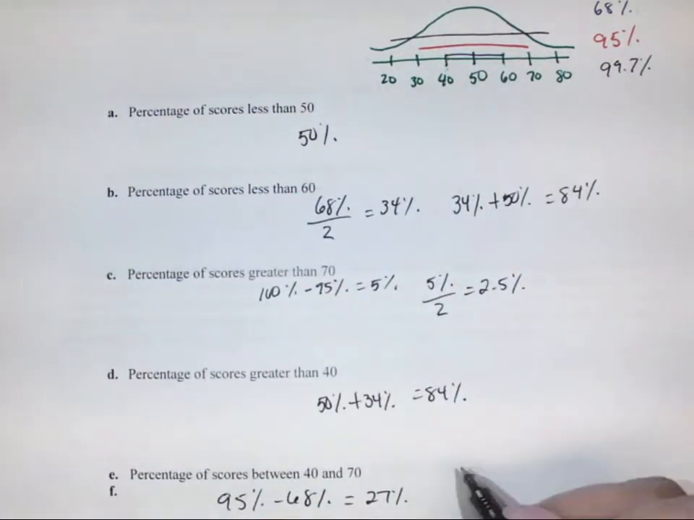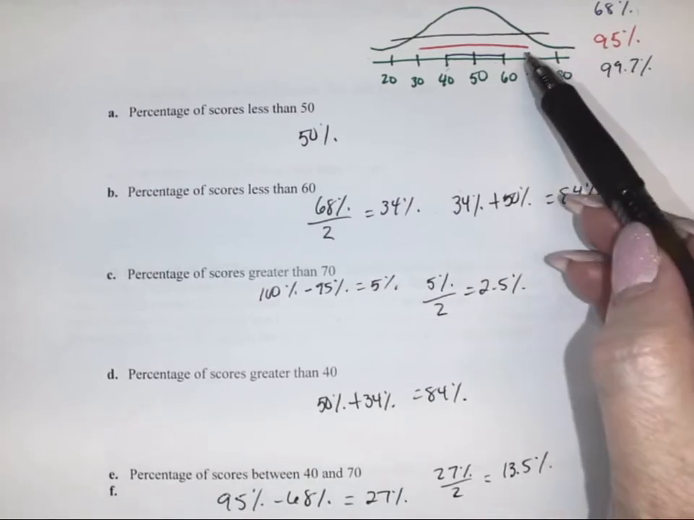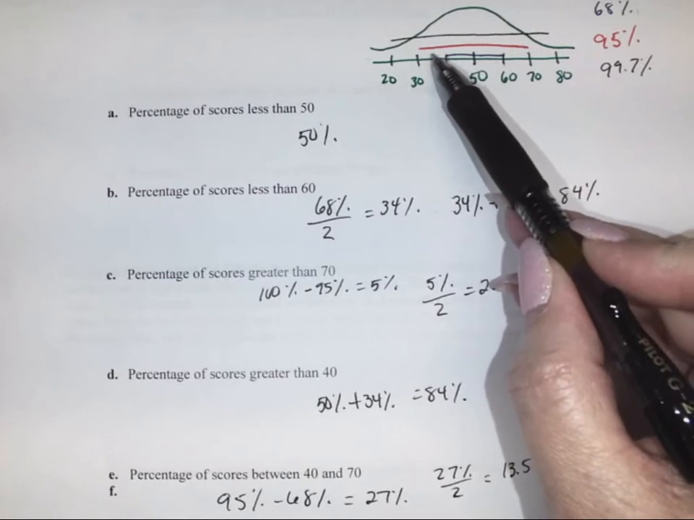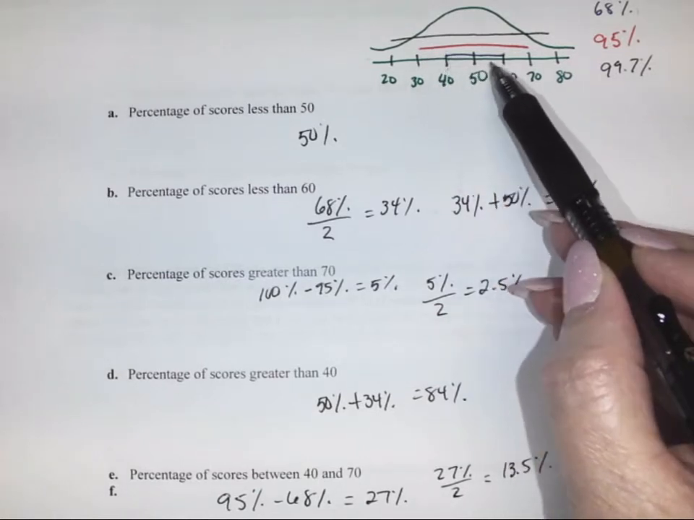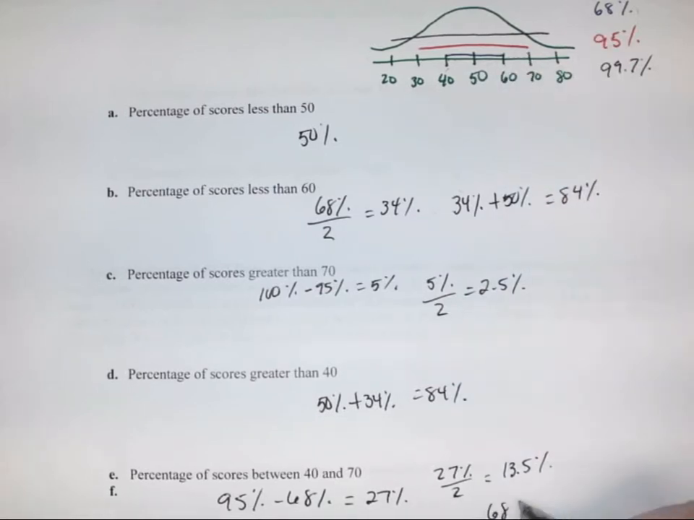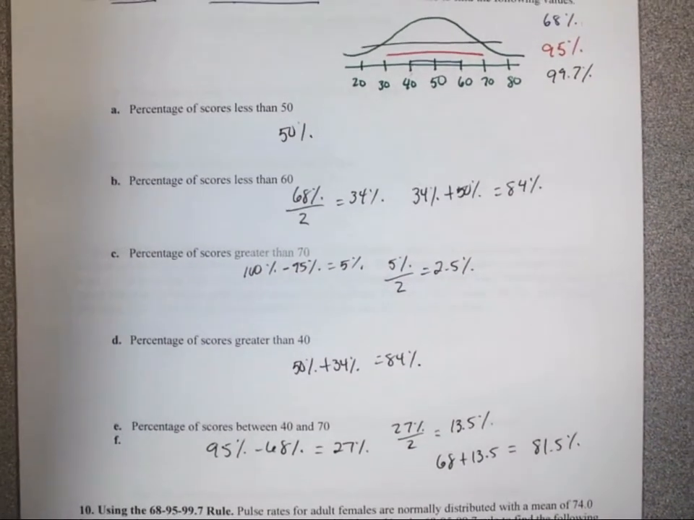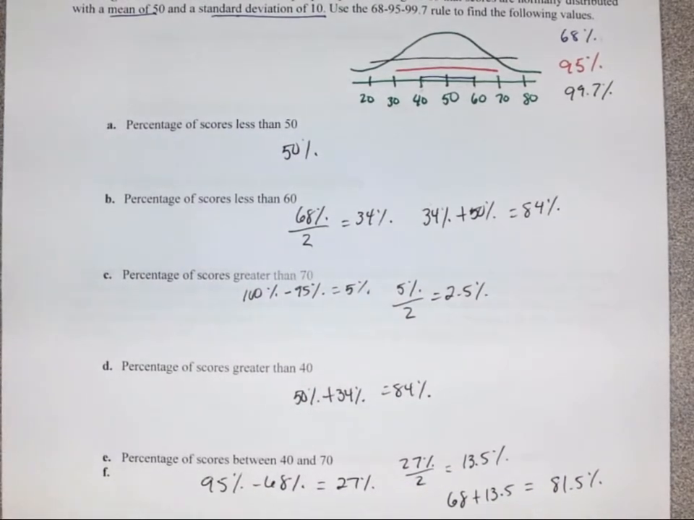So what are we going to do? Let's divide it by 2. So 27% divided by 2, that'll get us 13.5%. So that means 13.5 is here and 13.5 is there. So that means we can take our 68% from 40 to 60, add the 13.5. So we're going to take our 68 plus our 13.5, and that will get us a total of 81.5%. So you're still using the rule, but you're going to have to do a little bit of interpretation on it. You're going to have to think about it to figure out what some of it is going on.